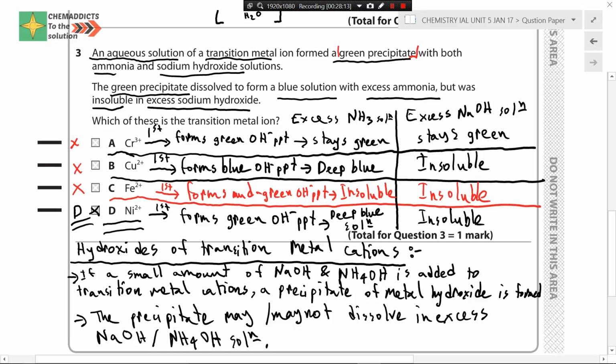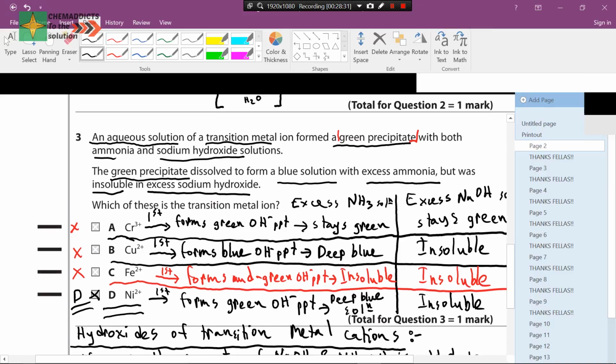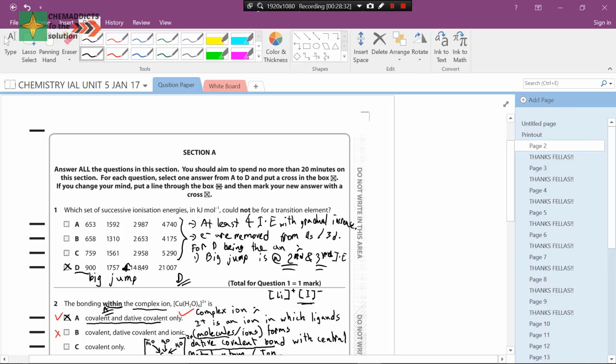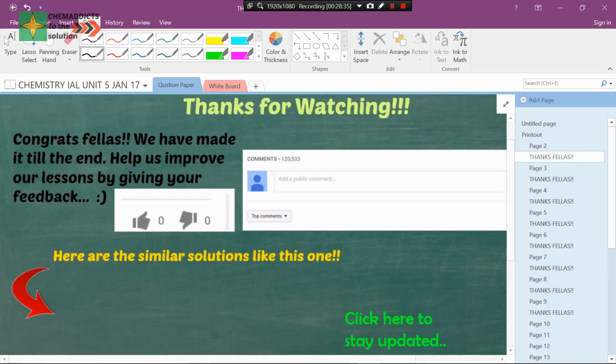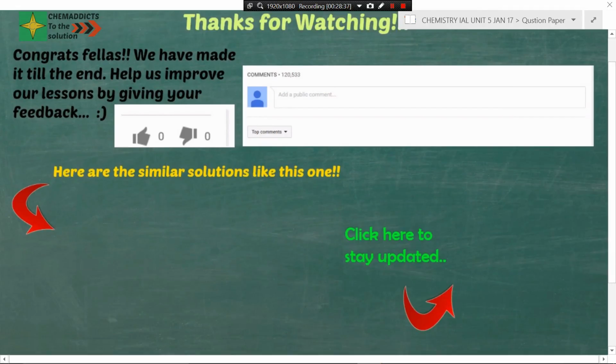So fellas, that's it. Learn along with me. I'm going to solve this question paper, so let's hope that we're able to solve this whole question paper. Okay, let's hope. That's how we're going to solve this question paper.